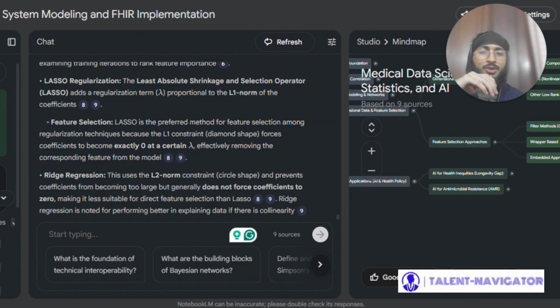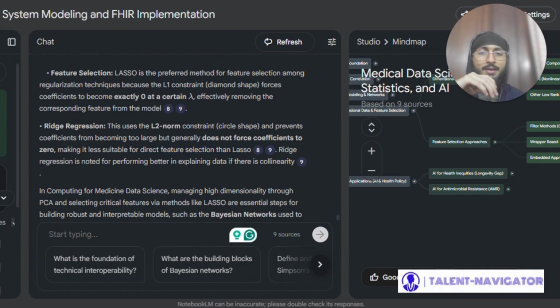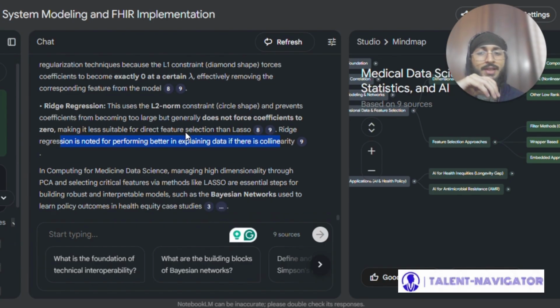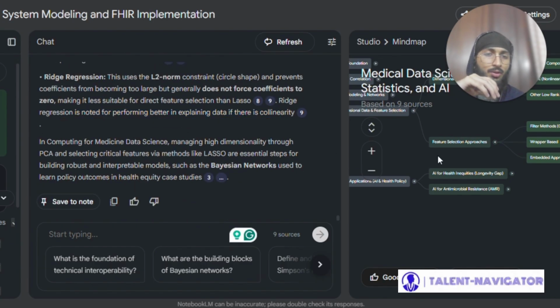And we also have ridge regression, which uses the L2 norm constraint and prevents the coefficients from becoming too large, but generally does not force coefficients to zero, making it less suitable for direct feature selection than lasso. Ridge regression is also noted for performing better in explaining data if there is collinearity. Right. So we have covered all that.